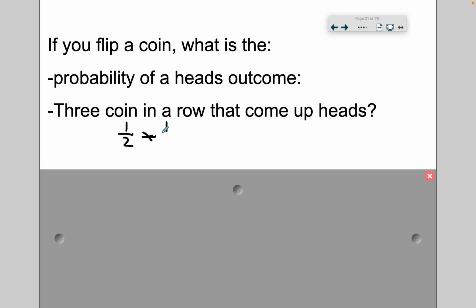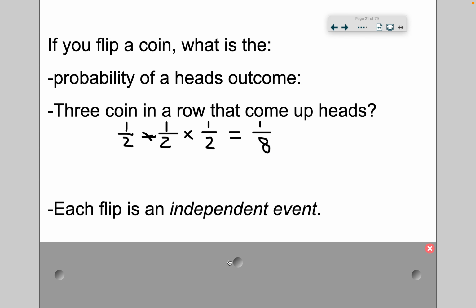But then for the second coin flip, it's still 1 out of 2. Okay, whatever happens here does not affect here. These are independent events. And then we said, okay, we want to know what's the probability of getting heads 3 times in a row. So 1 times 1 times 1 is 1. And then 2 times 2 times 2 is 8. So the probability of flipping a coin and getting heads 3 times in a row is 1/8. Okay, each flip is an independent event.